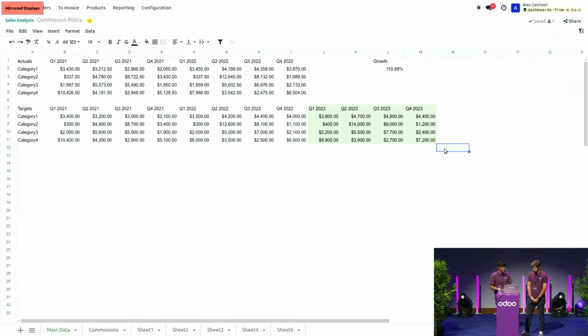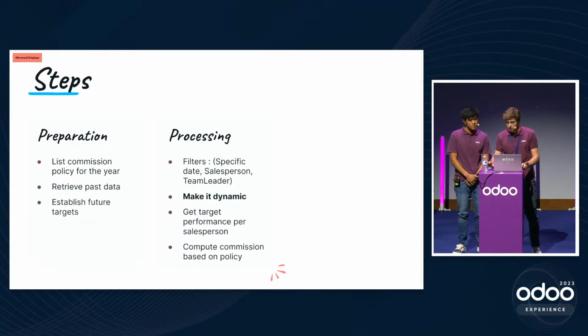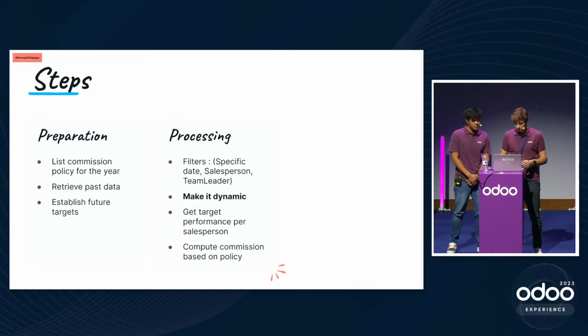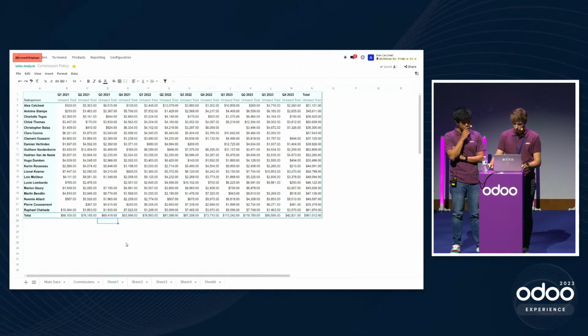So let's move to step 2 here. Now that we have our targets, I guess the next step is going to be to process a bit the past data of this year to see how our salespersons are actually comparing to this target. But first of all, I would like to play with some filters to be able afterwards to just filter on one specific salesperson, for example, or a specific date, or a team leader in their department. Then I'll try to make the whole table dynamic. That will be more clear for you afterwards. And then we'll, from there, try to get the target performance per salesperson, and then compute the commission on that base. Right? Great. So let's go back directly into Odoo and look at our sheet 1 here.